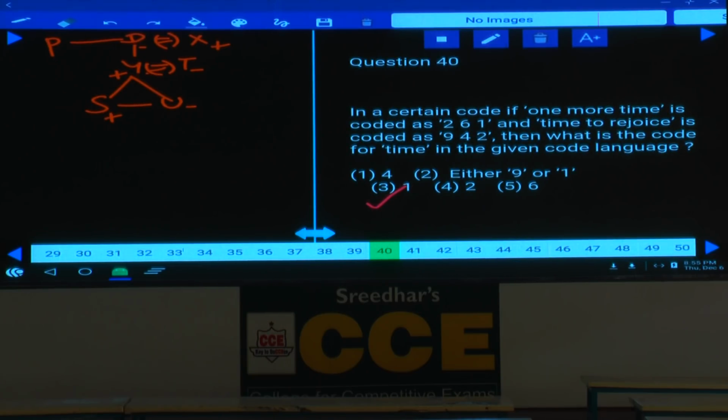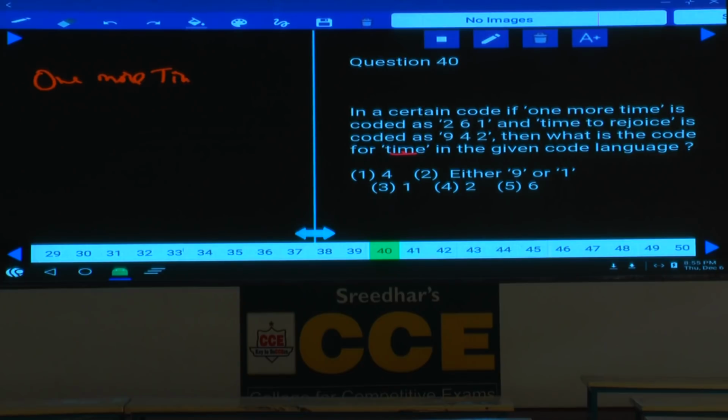Then 40 onwards, question number 40, only one question is given based on coding and decoding. Now, what is the code for the word time? We need to find out the code for the word time. Now if "one more time" is coded as 261, what is the code here? 206, 2, 6 and 1.